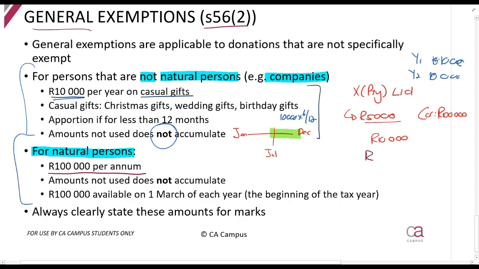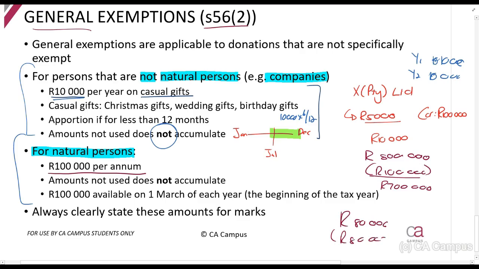So let's say I give my son a car worth 800,000 rands, 100,000 rands of that will be exempt, so the donation will only be 700,000. If I give my son a car worth 80,000 rands, I will use up the full 80,000 rands, but there will be 20,000 rands left. Okay, so this also does not accumulate, so you get 100,000 rands per year. What you don't use, you lose. Use it or lose it.